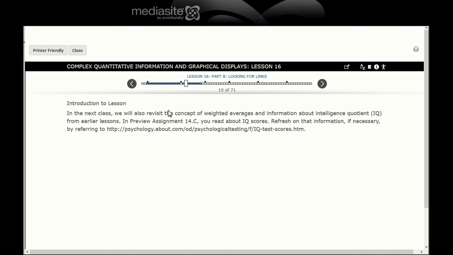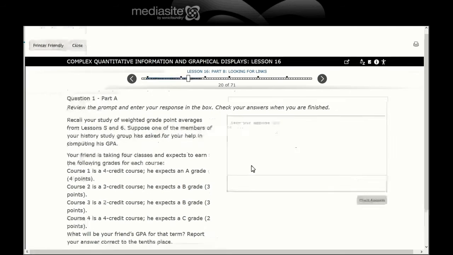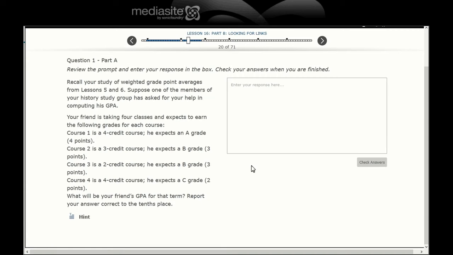In the next class, you revisit the concept of weighted averages, and information about intelligence quotients from earlier lessons, previous assignment 14C. You remember IQ scores, and you can refresh the information necessary by referring to it. All right, we're going to do a review on weighted averages. Now I'm doing a GPA. A 4-credit class has more weight than a 3-credit, which weighs more than a 2-credit.